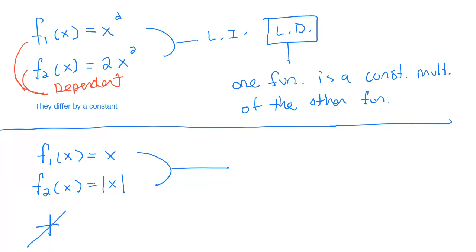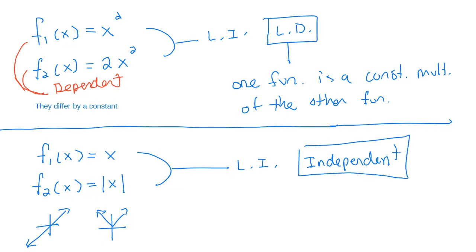The function y equals x is this diagonal line, and the absolute value is this V shape. So these functions are not the same function multiplied by a different constant. So they're going to be called linear independent. If you were to look at these two functions to decide if they're independent or dependent, they're going to be independent.